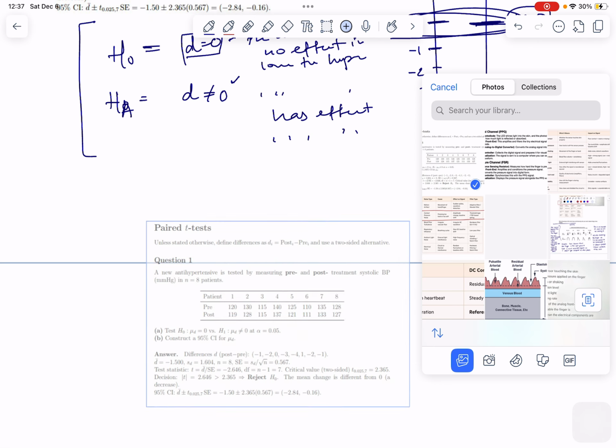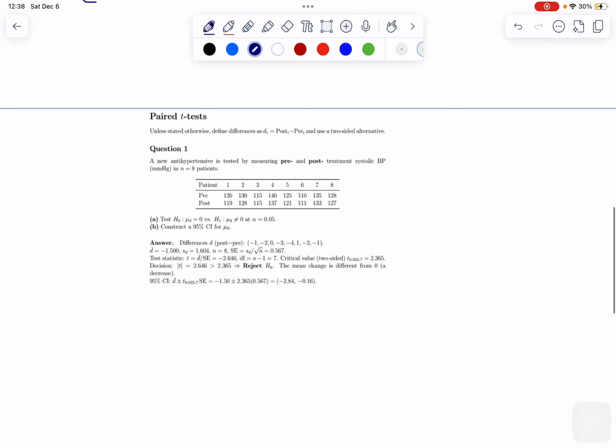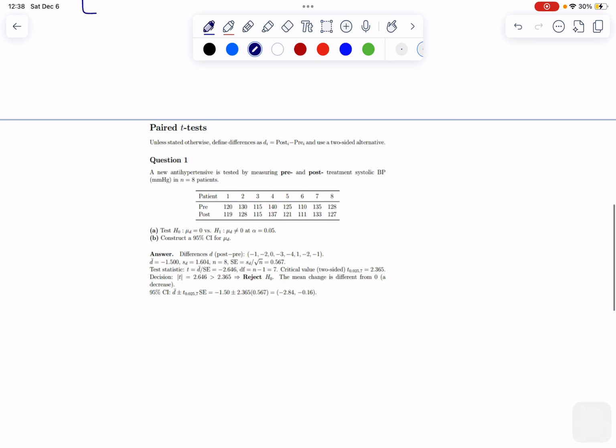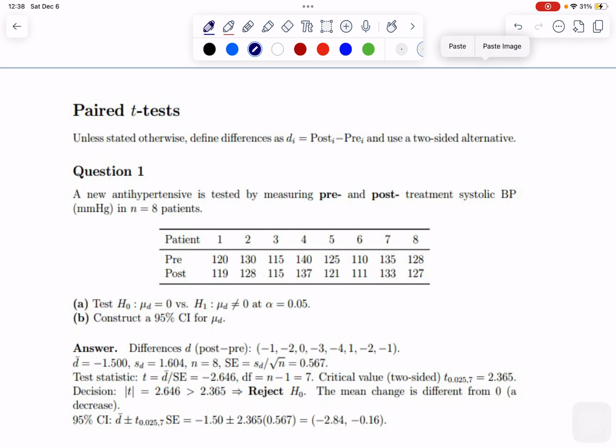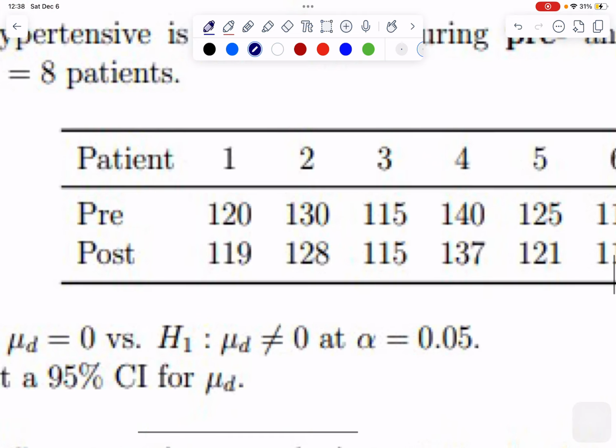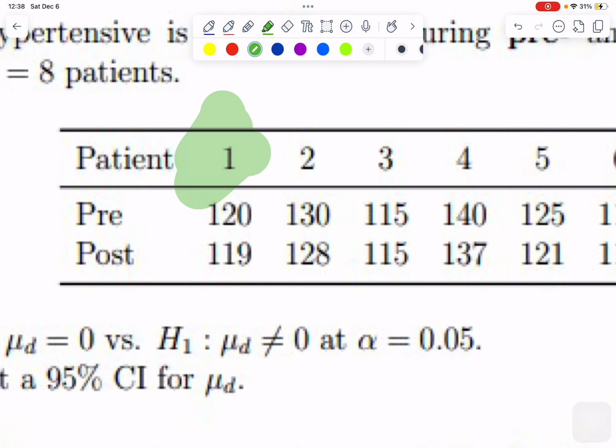The first thing you do is find the difference between the before and after. What do I mean by difference? I mean if you look at, for example, patient number 1, let's look at patient number 1. Before taking the medication his pressure was 120, after taking the medication his pressure became 119.